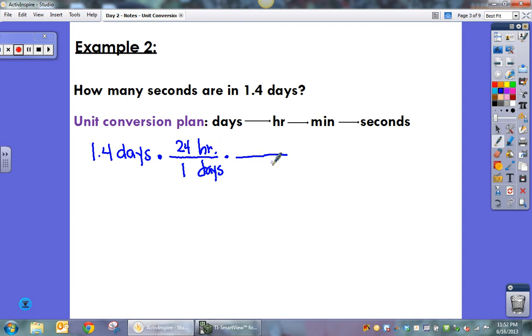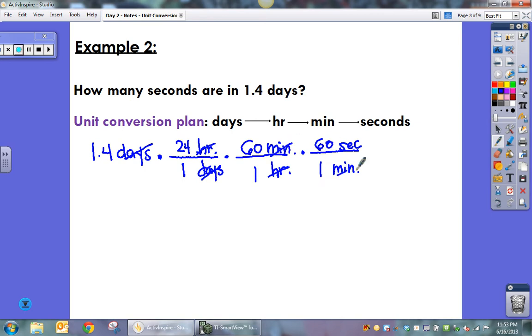So next I'm going to put hours on the bottom. Let me go back and cancel my days. Put hours on the bottom so that my hours cancel, and I know how many minutes there are in an hour. 60 minutes in 1 hour. And then lastly, I'm going to go from minutes to seconds, which is my final unit that I'm looking for. In 1 minute, there are 60 seconds.